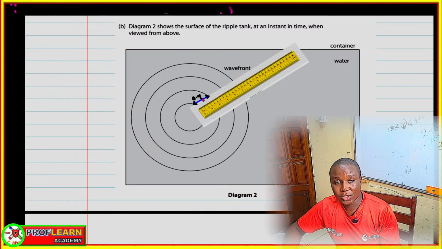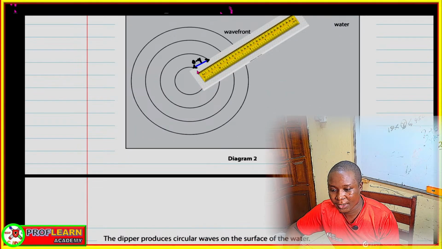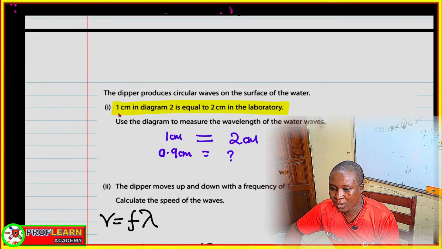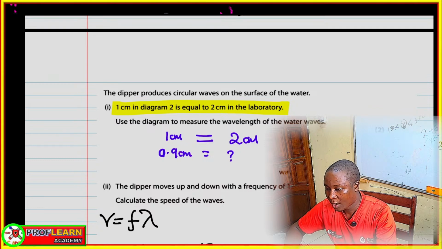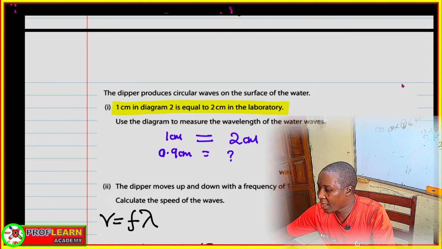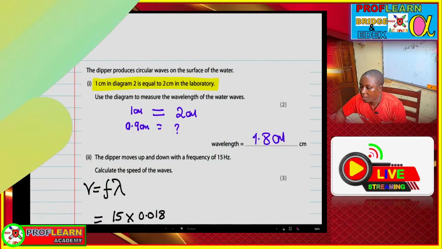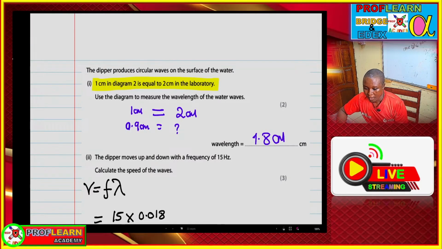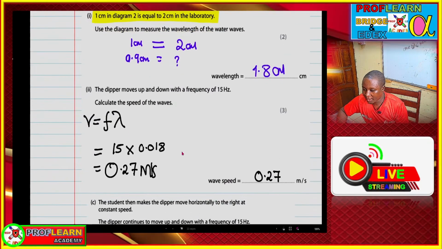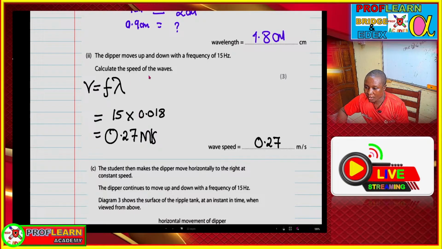When I measure this using my ruler, I got around 0.9 centimeters. But in the question, we were told that 1 centimeter on the diagram represents 2 centimeters in the lab. So 1 is equal to 2 centimeters. Because I measured the diagram as 0.9 centimeters, it is equal to what? If we work it out, you will get a value of approximately 1.8 centimeters.